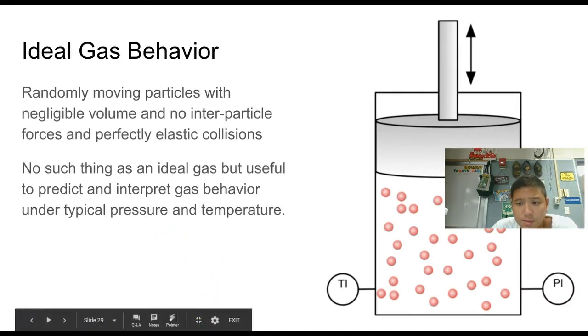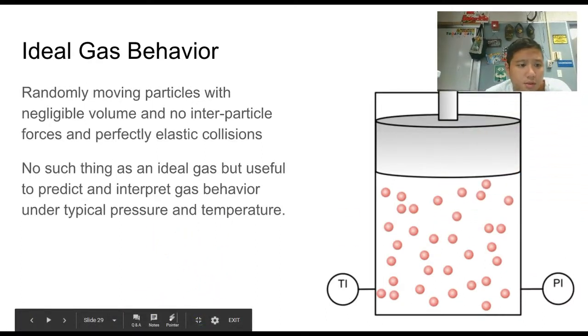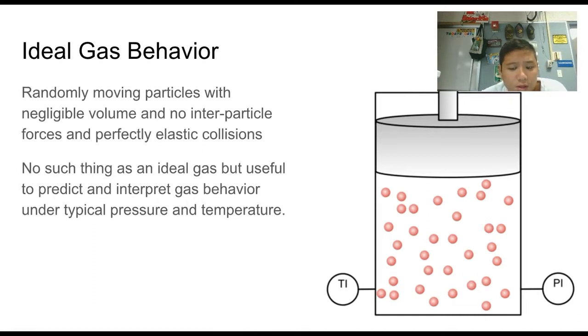Okay, so ideal gas behavior. When we are thinking of ideal gases, we describe them this way: they are randomly moving particles with almost no volume. They cannot interact with other particles, so there are no interparticle forces, and when they collide, the collisions are perfectly elastic with each other as well as with the walls of the container. There's no such thing as an ideal gas in nature, but it's useful.